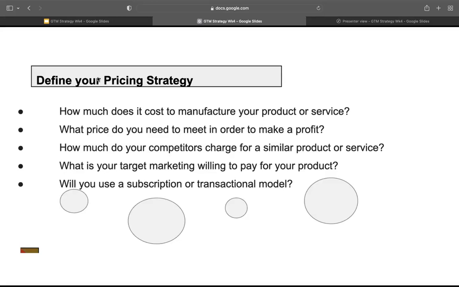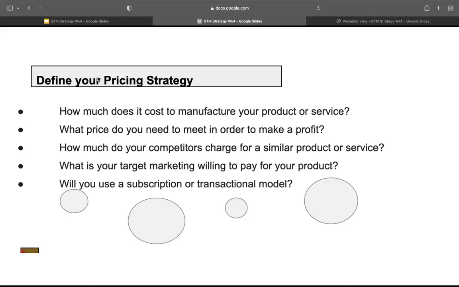What price do you need to meet in order to make a profit? How much do your competitors charge for a similar product or service? Then, what is your target market willing to pay for the product? That means the people you're trying to sell this product to, what are they willing to pay?